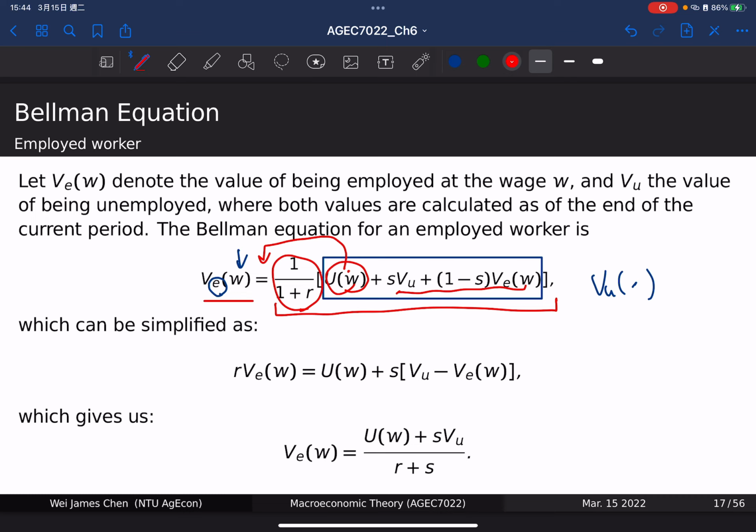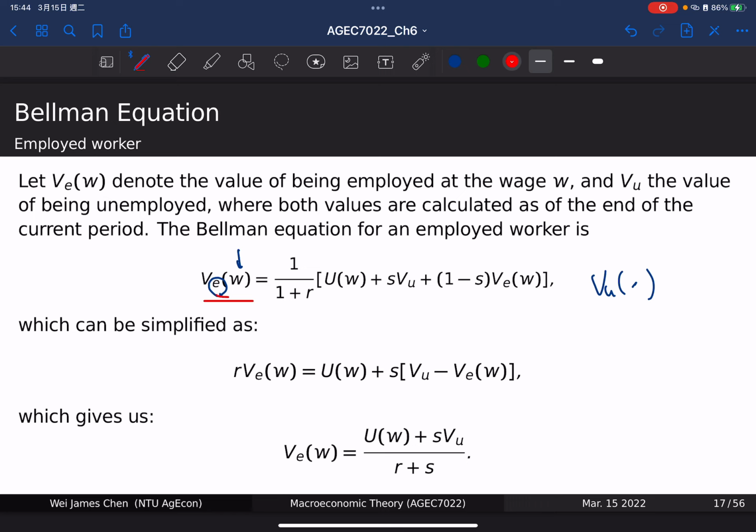So the way I'm doing this right now, actually this one is not in the main textbook, this is in the appendix for chapter 6. So in this version of the model, I put the U of W inside the bracket. I assume that this person receives the consumption afterwards, after one period. And after we have this Bellman equation, we can move this 1 plus R to here.